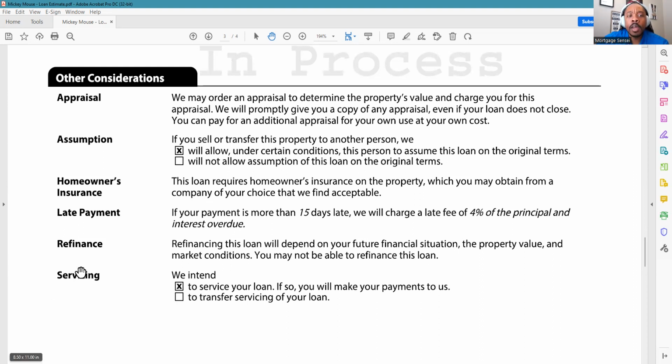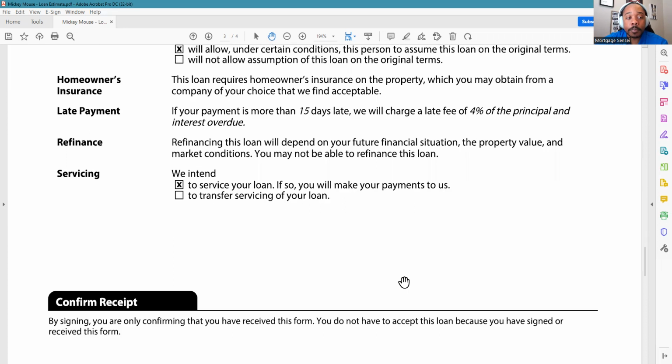And then servicing. When it comes to servicing, this is when you start to understand what's going to happen with my loan after closing. In this scenario, what I mean is that when we close and fund your loan, the lender that's represented at the top of the loan estimate will be the same lender you're going to make your monthly payments to. Now, if that lender is not, it'll say here, we will transfer servicing of your loan, meaning that as soon as we close and fund this, we're going to transfer you to another lender. So servicing will tell you exactly what's going on with your mortgage.